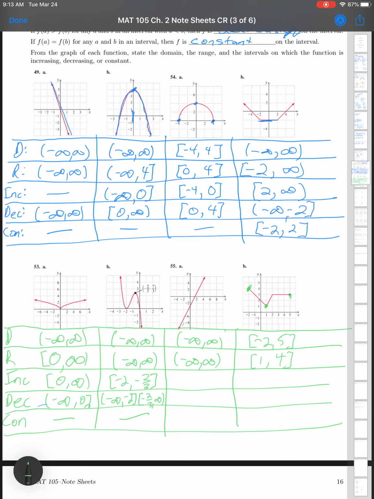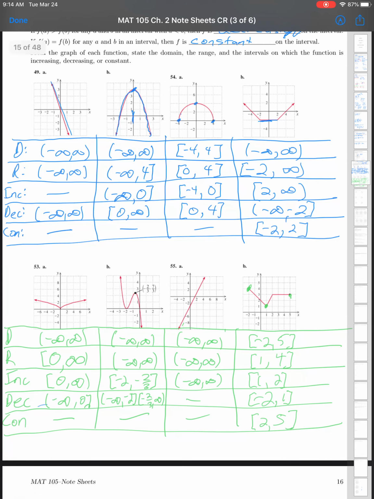Then in 55A, this graph, if we go from left to right, is always going up. So it increases from negative infinity to infinity, but it does not decrease or remain constant at any point. And for the last one, we decrease first from negative 2 to 1. This piece goes from x of negative 2 to x of 1. Then we increase from x of 1 to x of 2. And then we remain constant for the rest of the graph, which is from 2 to 5. Okay, so that's the idea with increasing, decreasing, or constant.